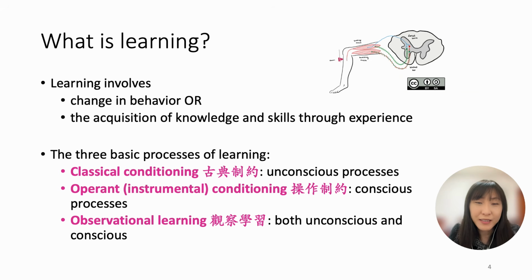Unlike reflexes, such as the knee-jerk reflex, learning involves a change in behavior, or the acquisition of knowledge and skills through experience and through nurture. We will talk about three basic forms of learning: classical conditioning, operant conditioning, also called instrumental conditioning, and another form of learning that involves the social presence of others, called observational learning. This is quite different from classical and operant conditioning, and you will see that it involves both unconscious and conscious processing.